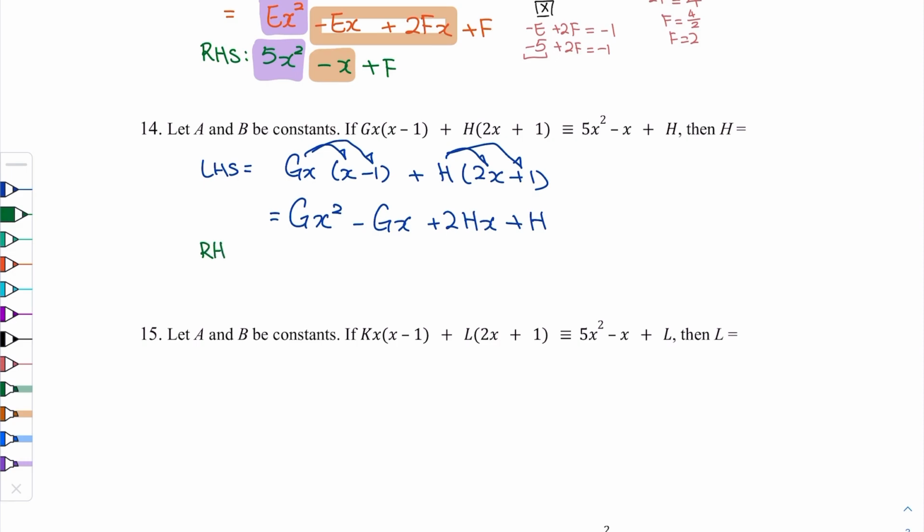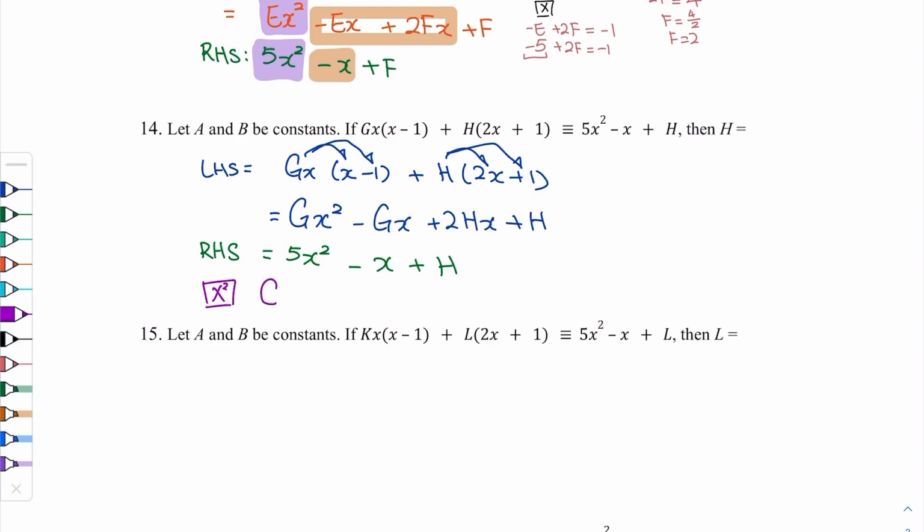And then we will also need the right hand side. We have 5x squared minus x plus h. Now that everything is expanded, just compare. We compare the x squares first. From left hand side, this one is having x squared. From right hand side, this one is having x squared.